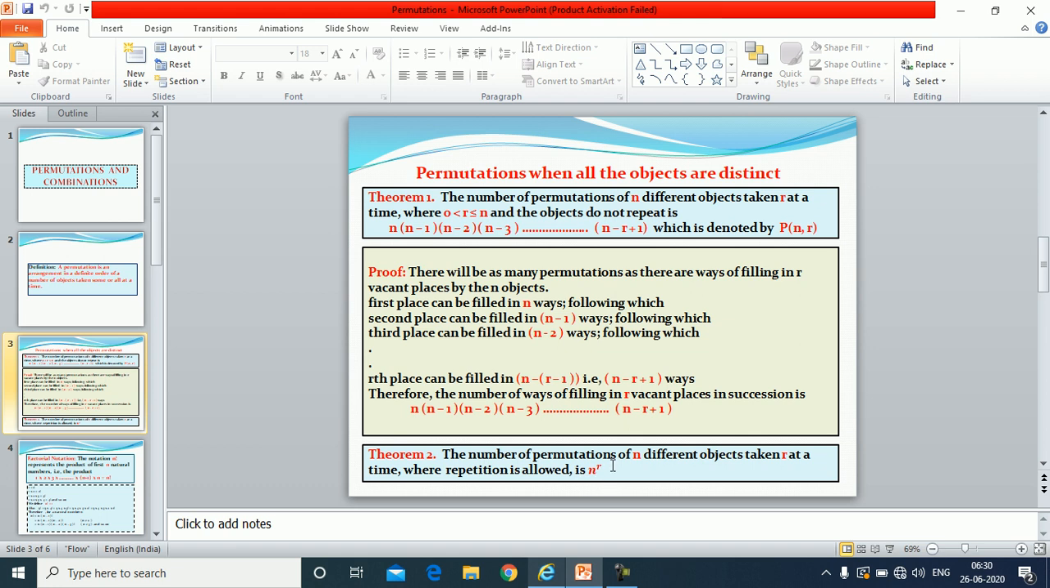See how this will be obtained? Because you are allowing the repetition, the first place can be done in n ways, the second place can be done in n ways, the third place can also be done in n ways, till the rth position. The rth place can also be filled in n ways. So the product comes out to be n raised to the power r.